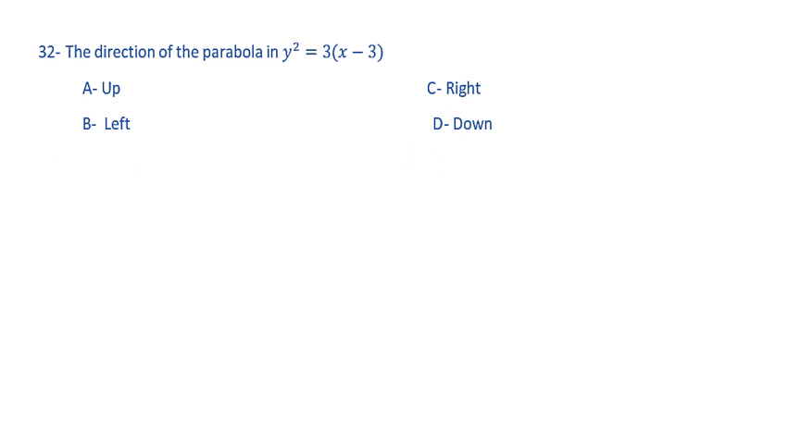The direction of the parabola y squared is equal to 3 times x minus 3. Its direction, is it up, left, right, or down? As we know, y squared means it's to the right or left, and x to the power of 1. And since the coefficient of x is positive, it opens to the right.